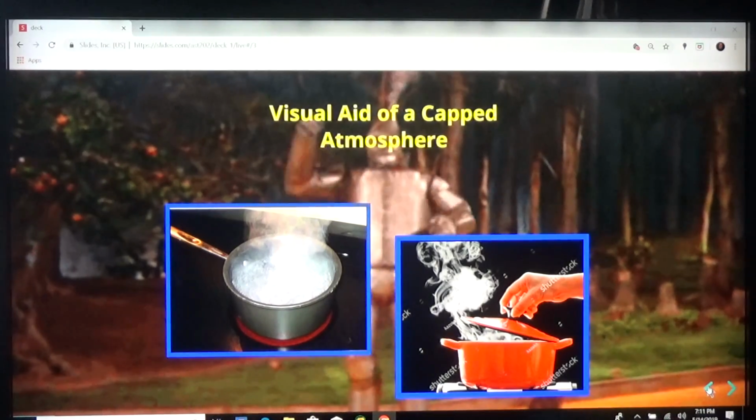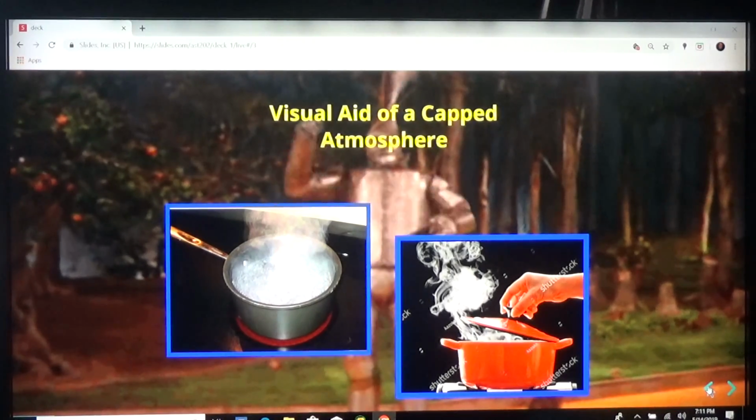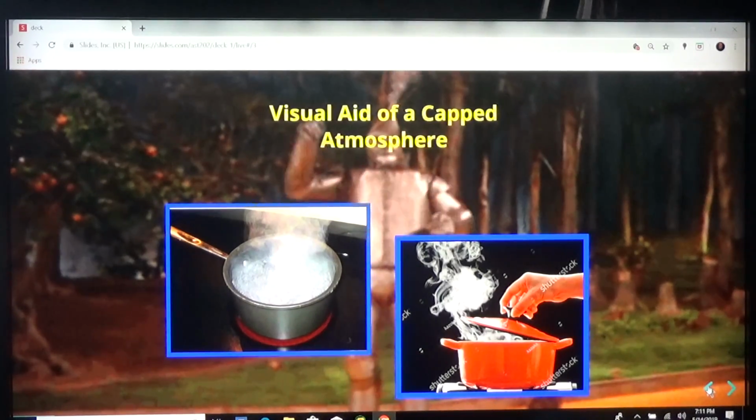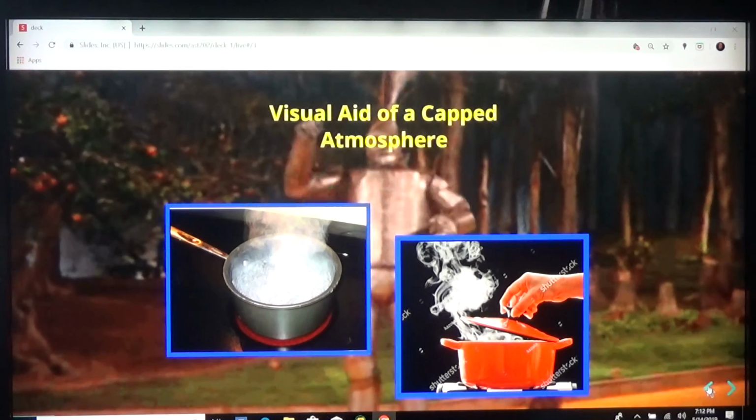We talked about a capped atmosphere. Just a visual aid for you here. Just picture the pot with the cover on it with boiling water. It can't rise. As soon as you take the top off, it rises. And this is just a visual aid to think about what a capped atmosphere is. So we have to break the cap to get the air parcel to rise.